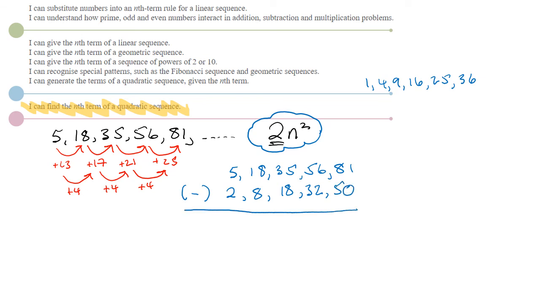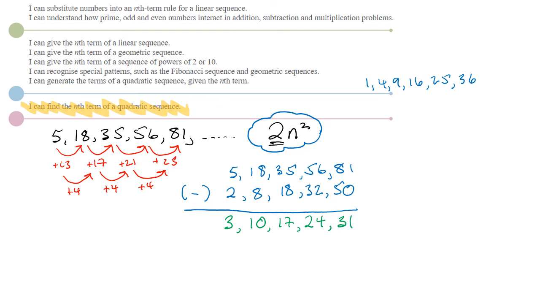Let's subtract. 5 minus 2 is 3. 18 minus 8 is 10. 35 minus 18 is 17. 56 minus 32 is 24. And 81 minus 50 is going to be 31.